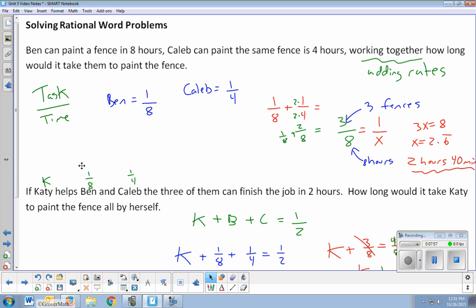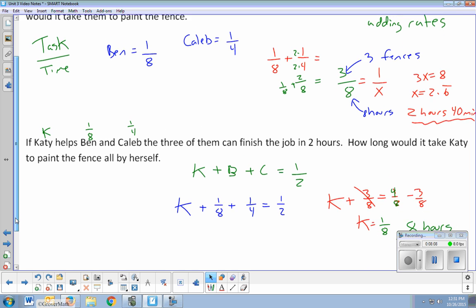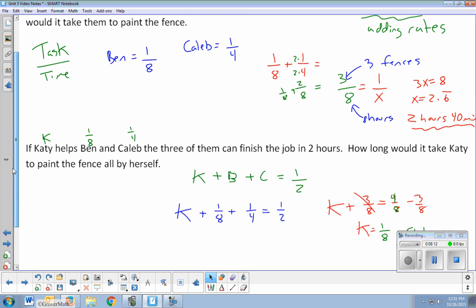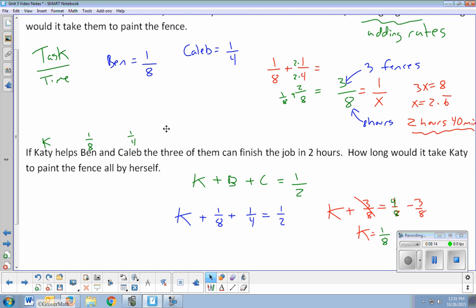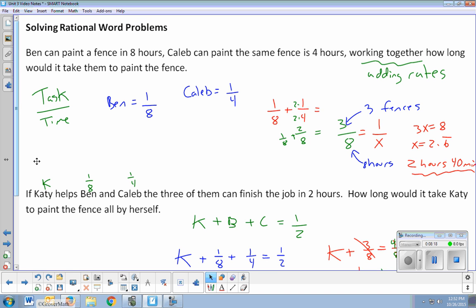And the same thing here, it took 2 hours, 40 minutes for Ben and Caleb. Now that Katie's helping, it's down to 2 hours. So she's cutting 40 minutes off the time. She's not cutting a tremendous amount of time, but she's cutting a reasonable amount of time. So a rate comparable to Ben's kind of makes sense. So make sure your answers make sense. It's always a good idea to reread the question once you have your answer, and ask yourself, does my answer make sense? All right, see you.